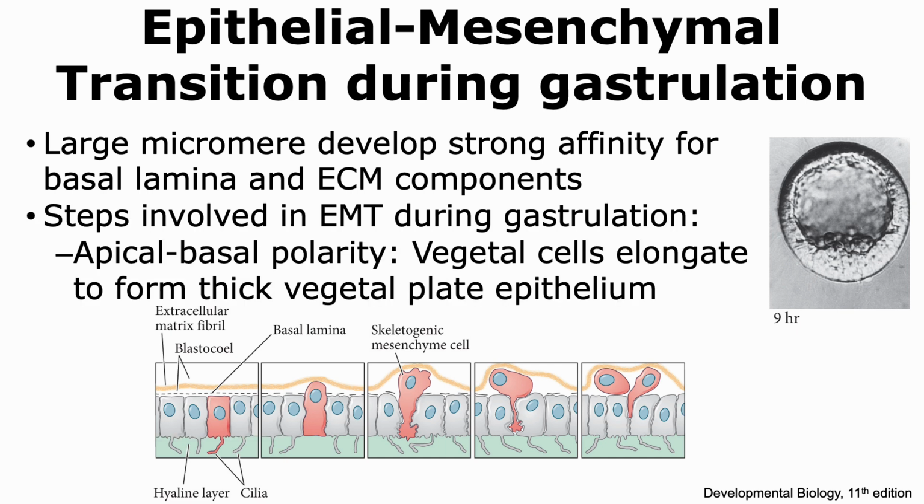There are many steps that are involved in the EMT, and we're going to look at each one of these steps. So the first one is the apical basal polarity. Now the vegetal cells, which are shown right at the bottom in the black and white image, they elongate to form a thick vegetal plate epithelium. And that is what we can see in the black and white image, where at the bottom we can see that the ring of cells is a lot thicker than the ring of cells that is there on the top.